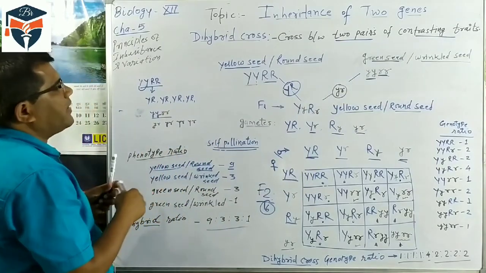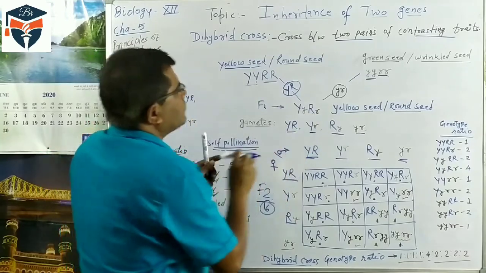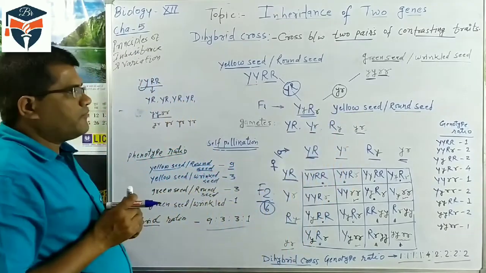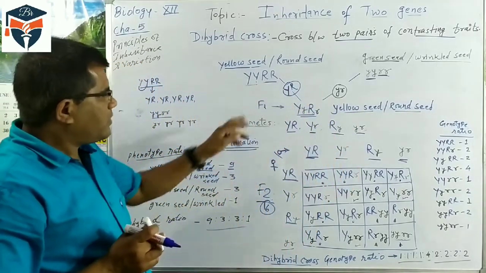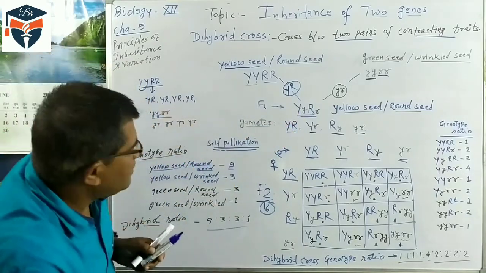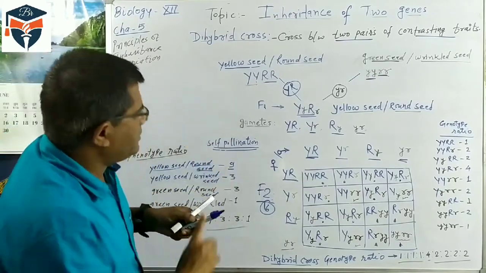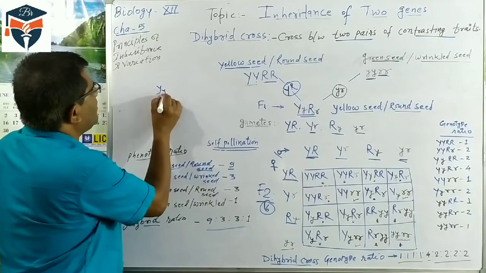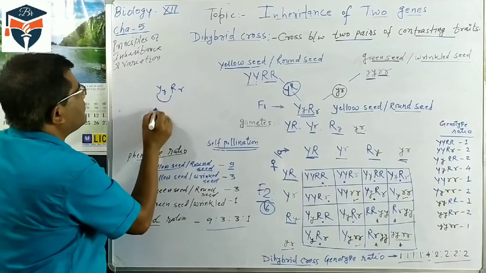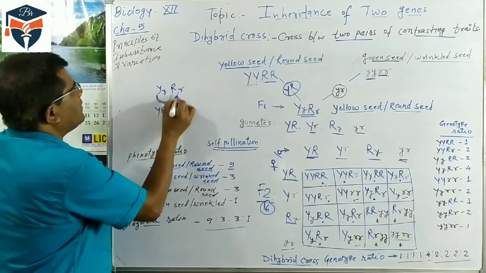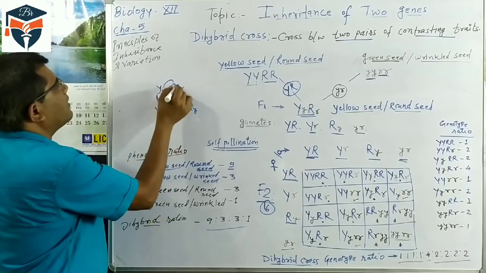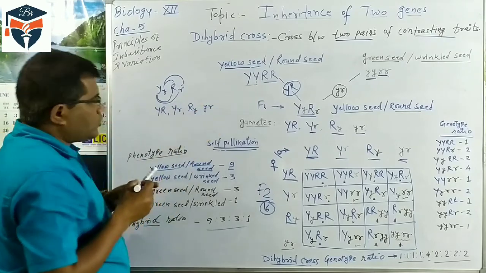But if a heterozygous parent is there, so this parent is heterozygous. In such cases, this type of gamete will be formed, as I told you how to take out the gametes of the F1 progeny. So this is gamete formation in a homozygous parent, and for a heterozygous parent, again I am revising this one: capital Y, small y, capital R, small r. So gametes will form capital Y, capital R, capital Y and small r, then capital R, small y, and last small y, small r.